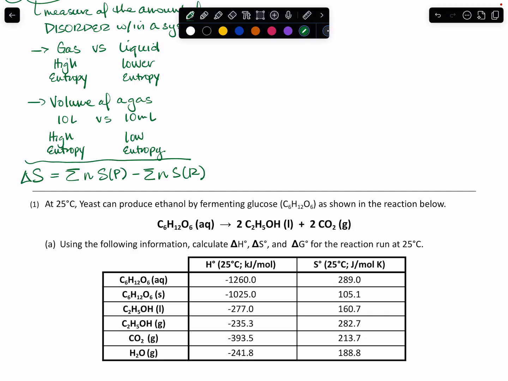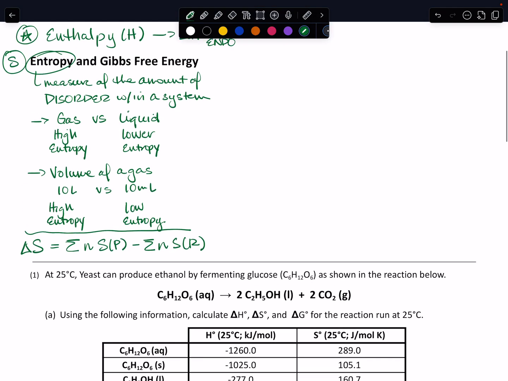Now, the universe loves disorder. So we want our delta S values to be positive. So the universe tends towards disorder. My chemistry professor used to talk about disorder and the universe in terms of leaves in the fall.